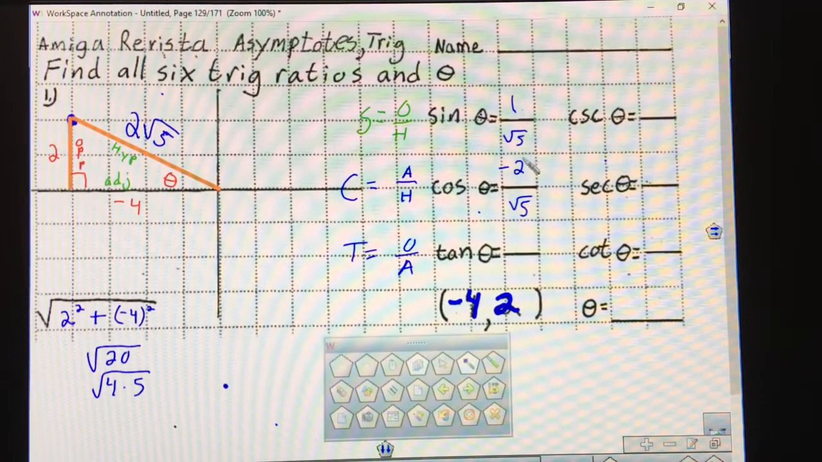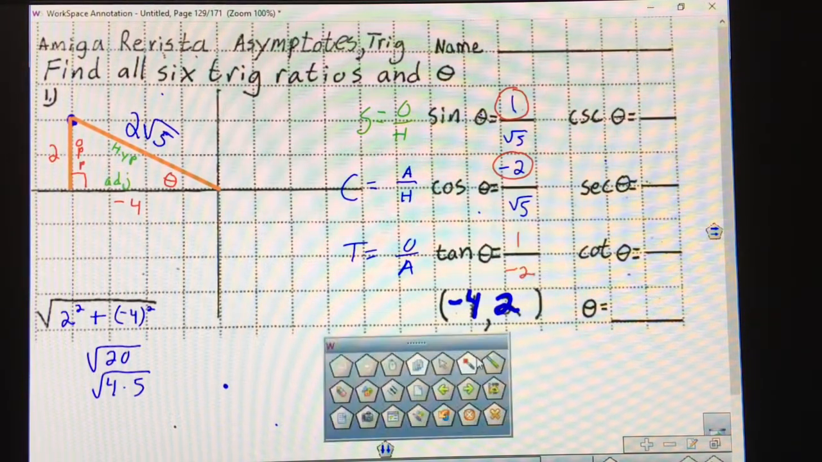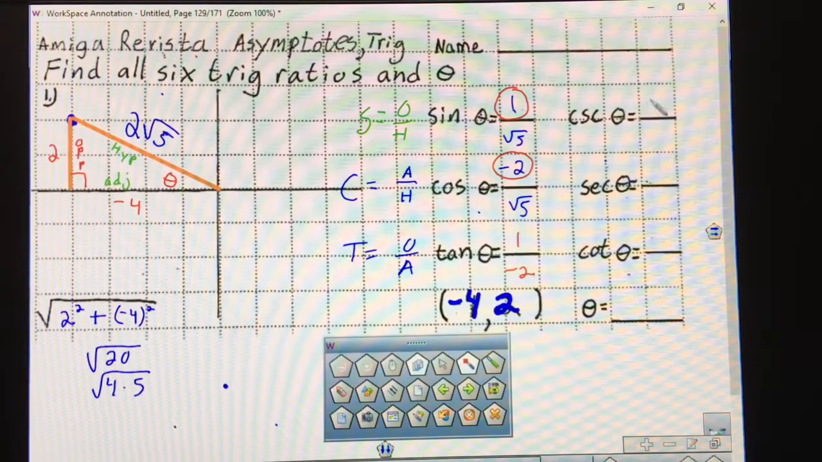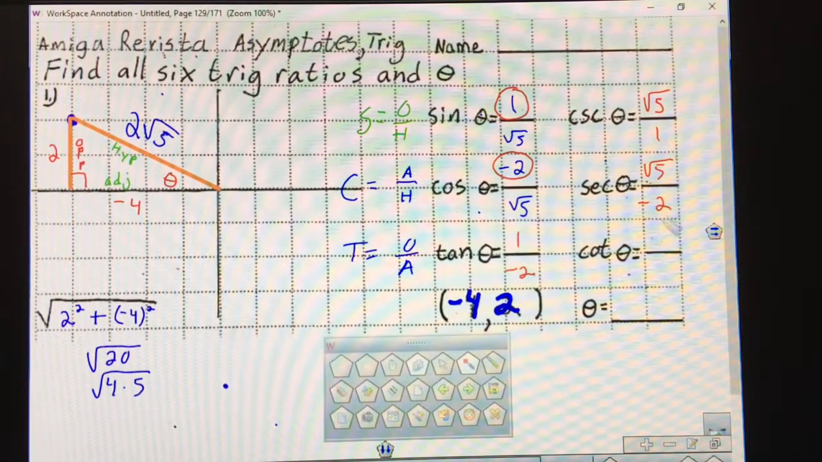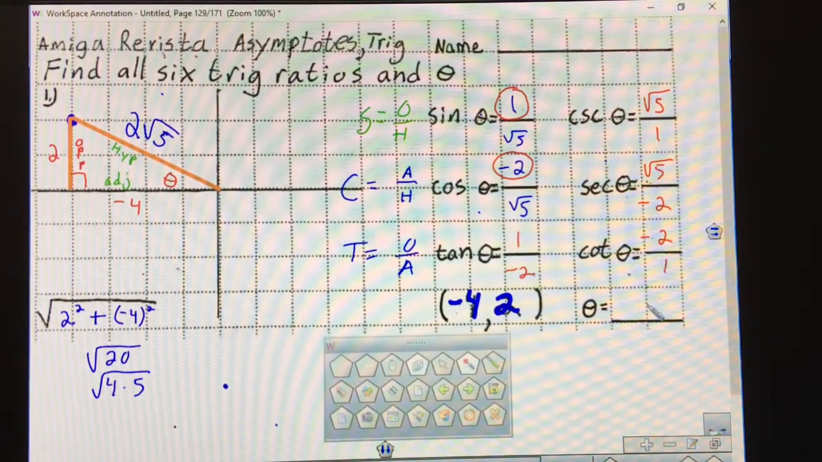Tangent is just going to be 1 over negative 2. Opposite over adjacent, or this number over this number, and because it's already simplified, it makes a convenient move for me. Now, cosecant is just a reciprocal function. That's going to give me root 5 over 1, or just root 5 if you want. This is going to give me root 5 over negative 2. And this is going to give me negative 2 over 1, or just negative 2 if you want.